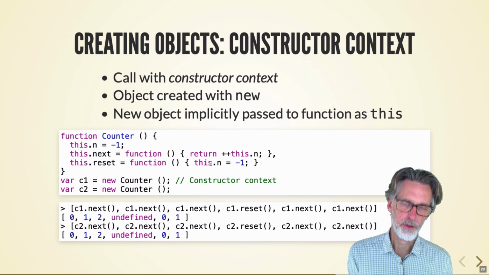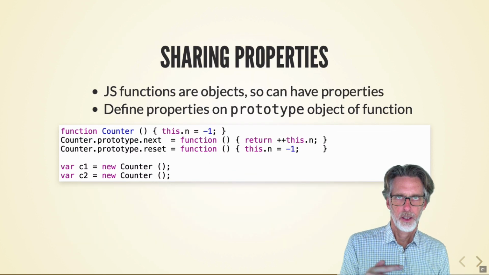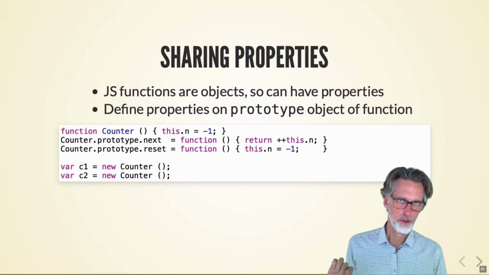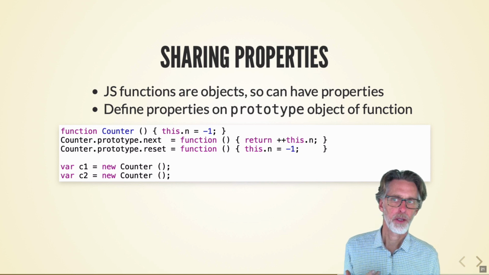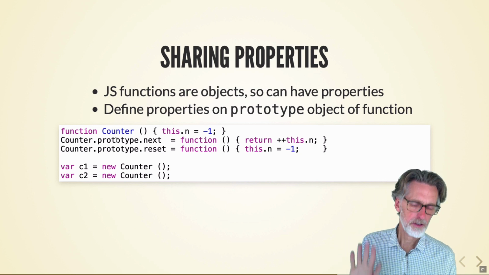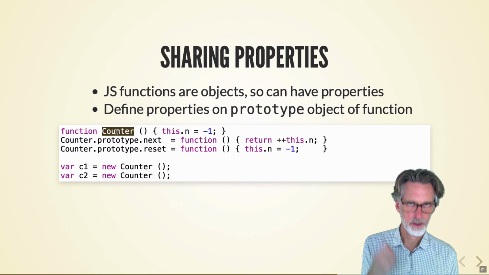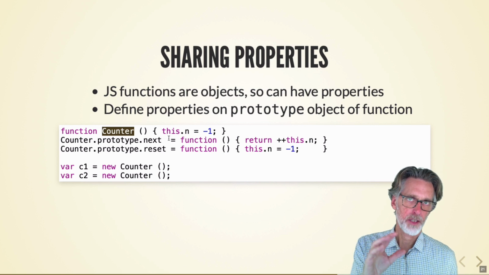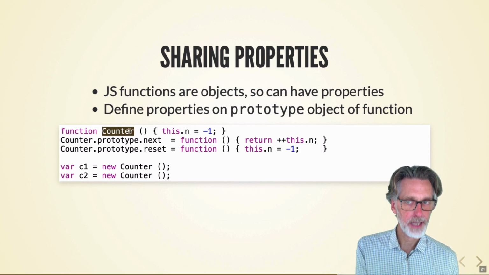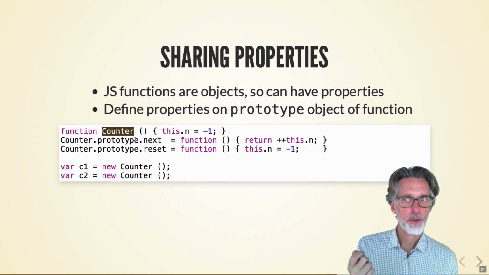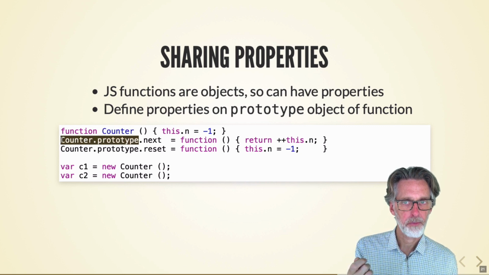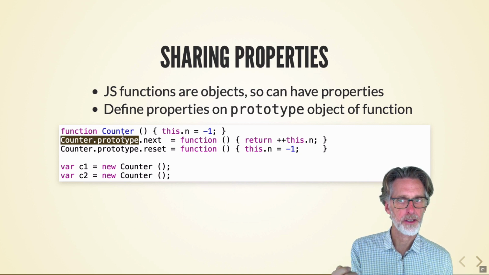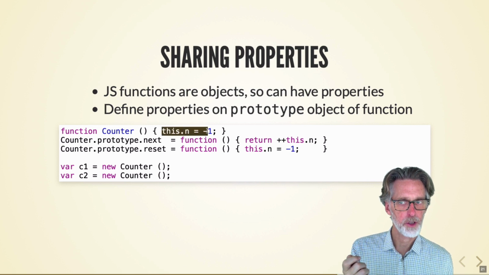This problem is solved by using prototypes. The concept of prototype is a little bit convoluted, so let's walk through how they're used first, and then I'll walk through the implementation. To use prototypes, it's fairly straightforward. We have a function, that's the constructor function. We can specify properties for the objects that this function will create by making those properties of the function's prototype. And here I'm adding the next and reset functions to the prototype instead of adding them directly to this object.